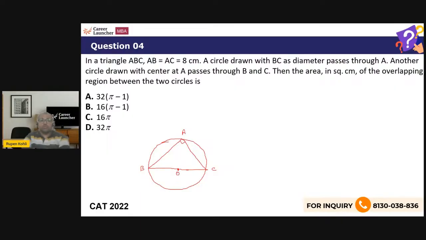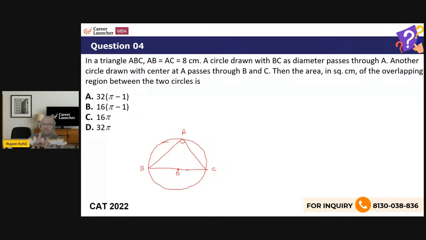Now we need to draw one more circle with center at A passing through B and C. Means the radius is AB. What is the radius of the first circle? OB. We need to find that. The radius of the new circle is AB. Now, AB is obviously more than OB, right?